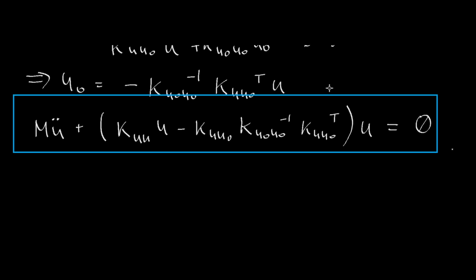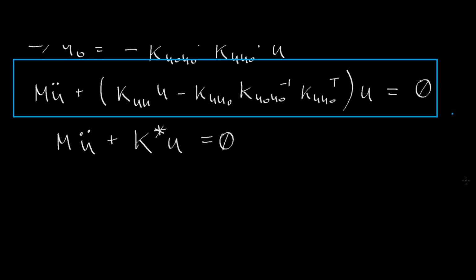This equation can then be understood as simply m times u double dot plus, I will call it k star, u equals 0, from which it should be clear that this k star is equal to all of this term here in the parentheses. So using this procedure, which is called static condensation, we can eliminate those coordinates with no mass associated to it.